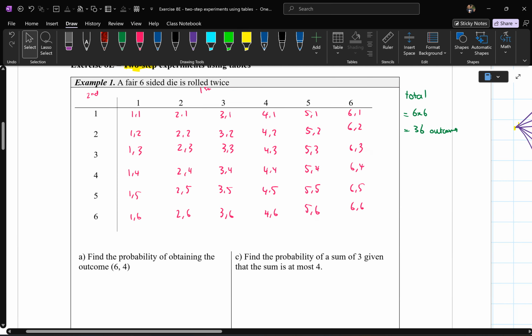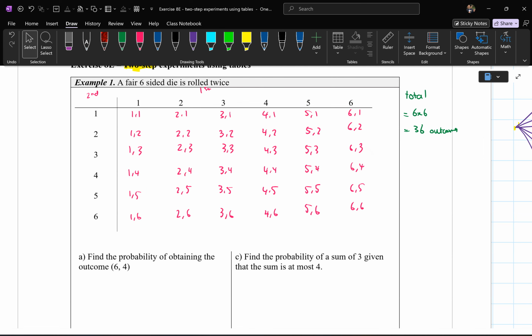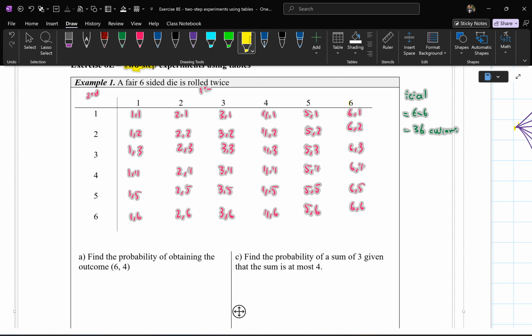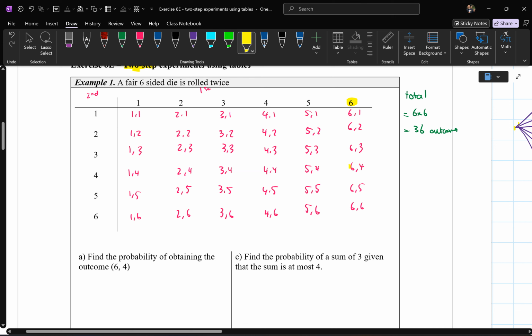Now let's answer the question. It says, find the probability of obtaining outcome 6, 4. So it says 6 on the first go and then 4 on the second. So here's 6, then 4.